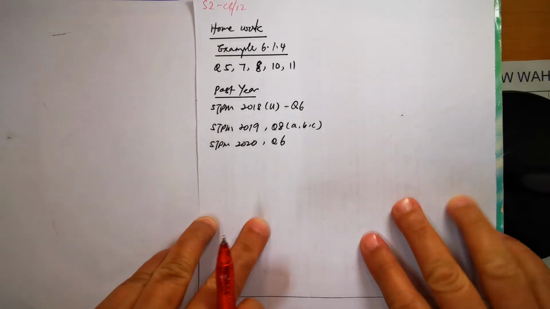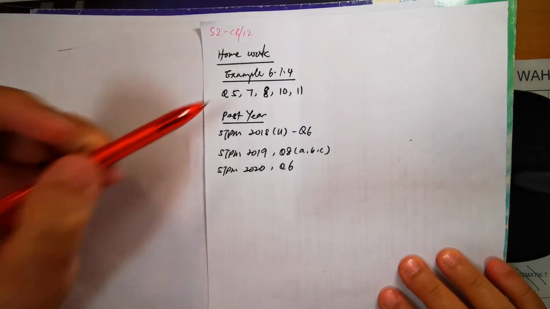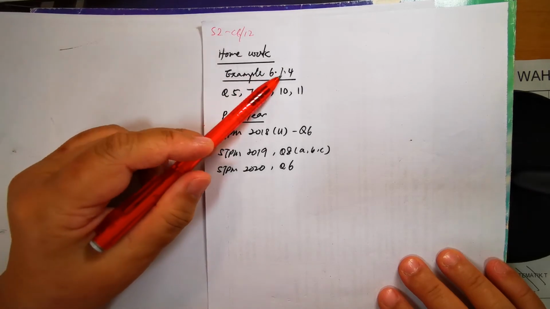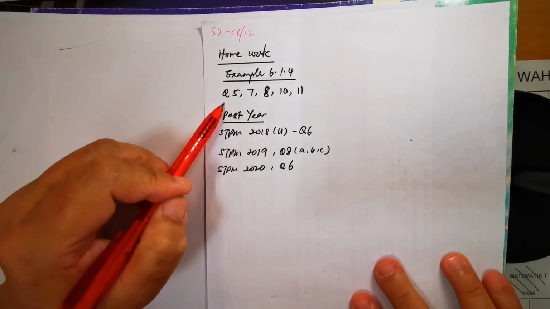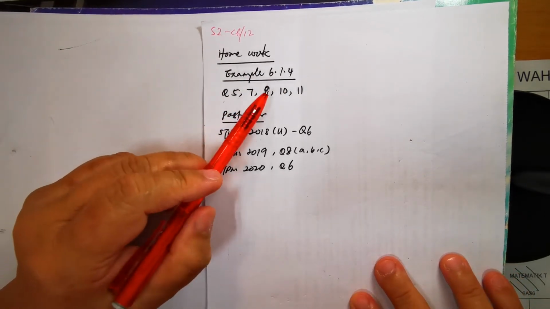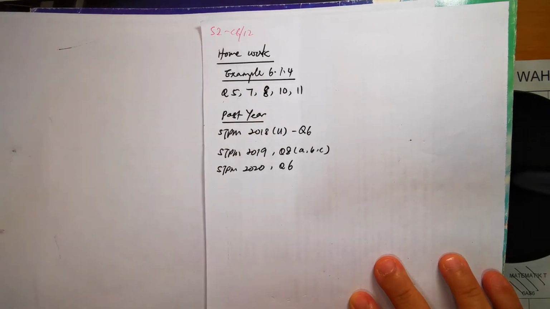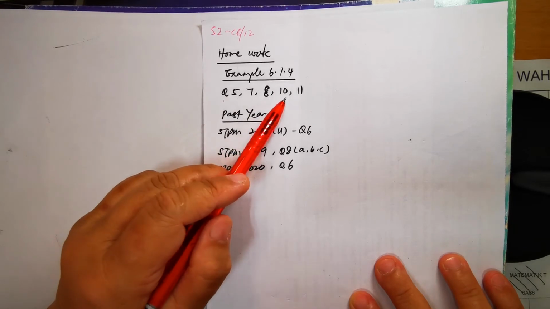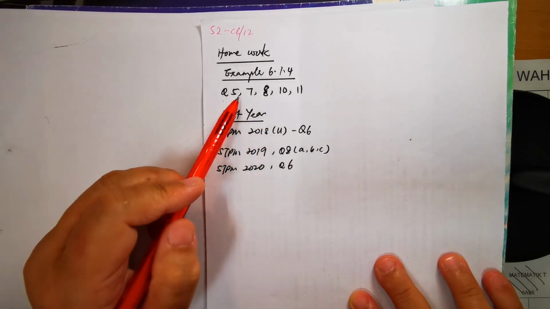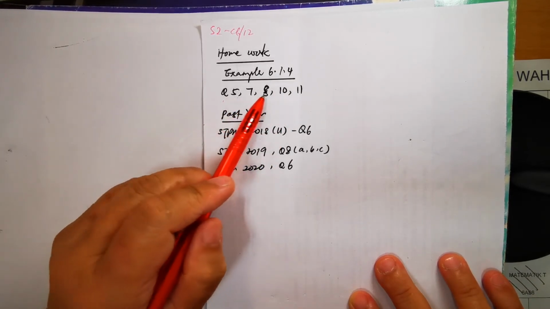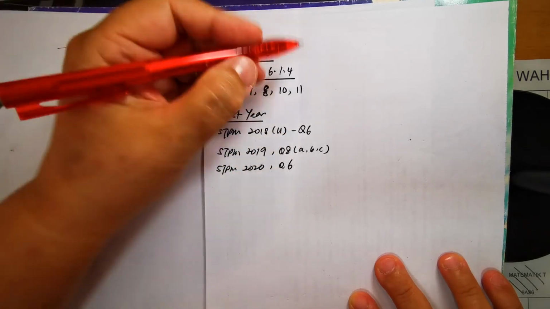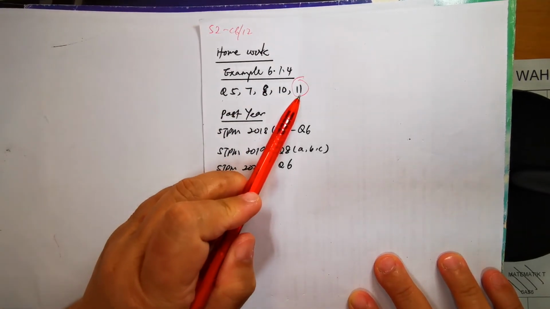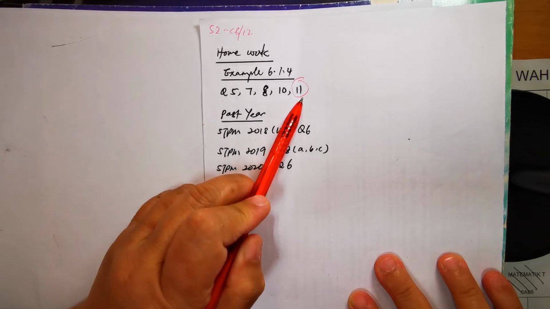Alright, homework. So as I told you, in your notes, example 6.1.4, so please answer questions 5, 7, 8, 10, and 11. 10 is the question that I discussed just now, a, b lah. You just complete the others. Okay, so finish these 1, 2, 3, 4, 5 past year questions. And remember, for this, you have to scan your answer and upload to the folder.